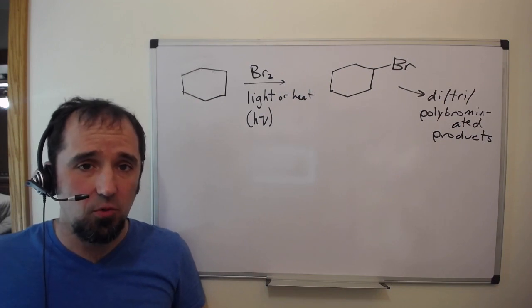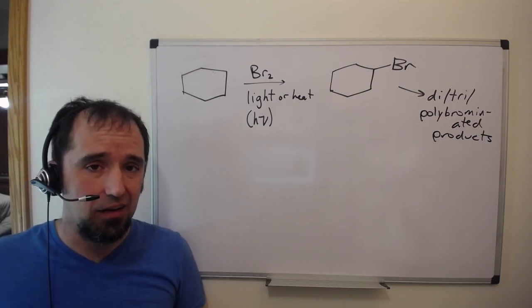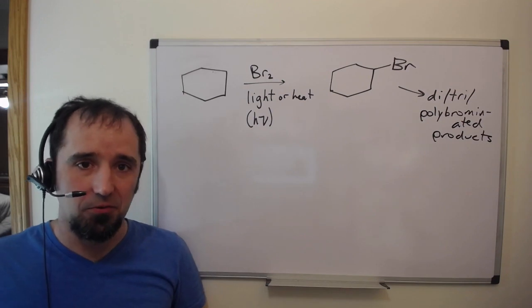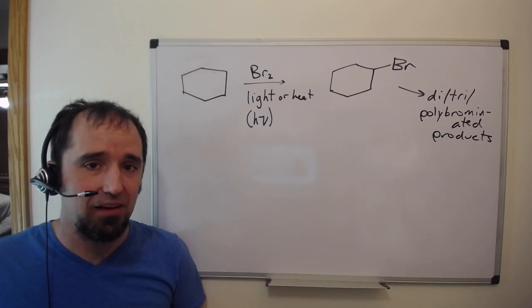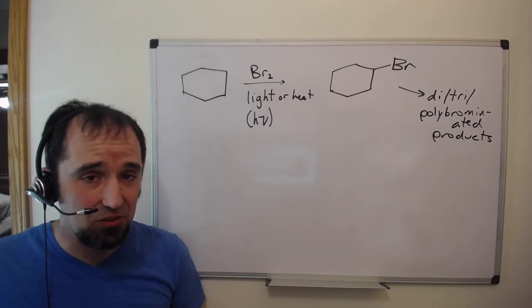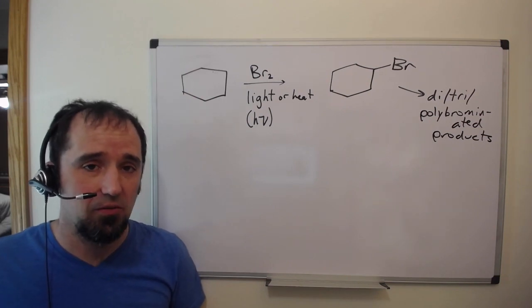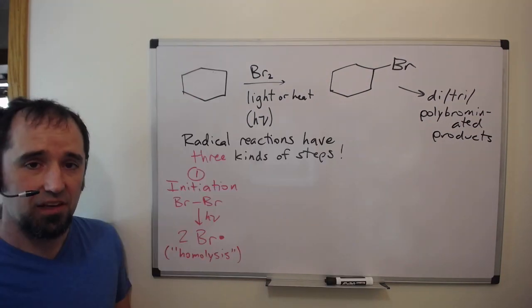So how does this reaction work? Where's my nucleophile? Where's my electrophile? It turns out that's not a great model for this mechanism. This mechanism goes by a radical mechanism, which works differently than any of the reactions that we've covered so far. Radical reactions have three kinds of steps. Three kinds of steps are in every radical mechanism.